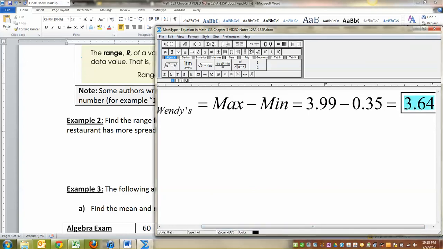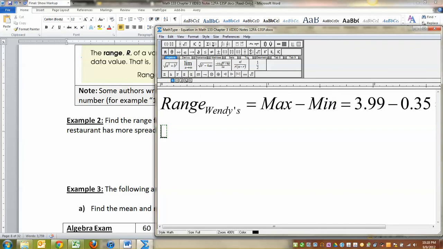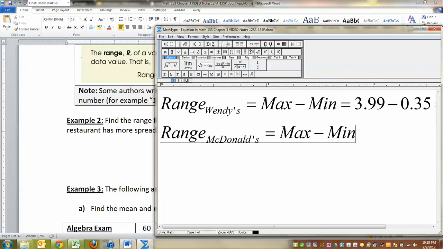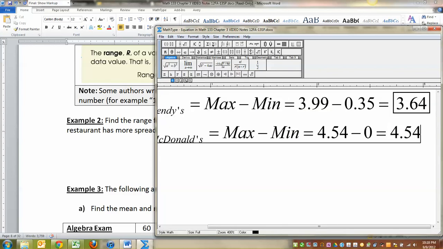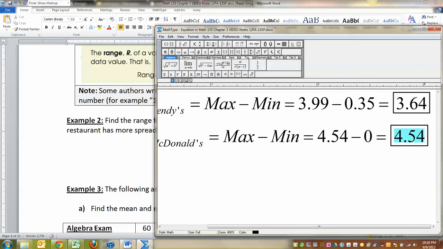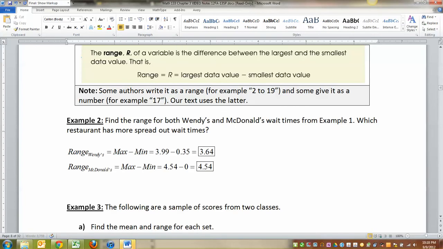All right. Okay, what about the range for McDonald's? And again, that would be the max minus the min, highest value minus the lowest value, which is equal to 4.54, take away 0, which is 4.54. So there's the range for that one. Boom. Done.